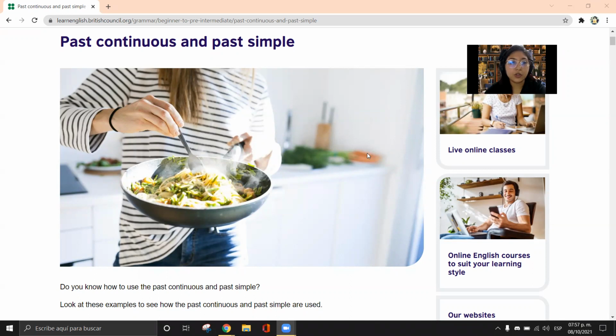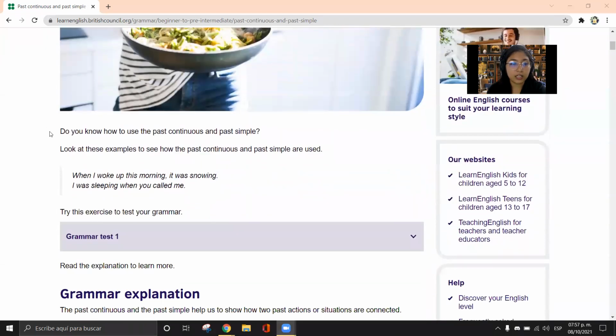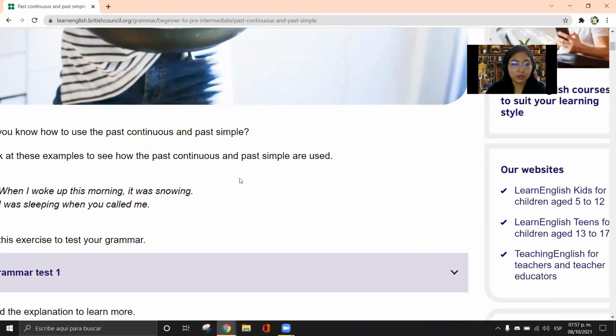In this very short video, we are going to review how to use the past continuous and the past simple, so that we can know how to differentiate between the uses and the form of these tenses. So to begin, how do you know how to use the past continuous and past simple? Let's look at some examples.